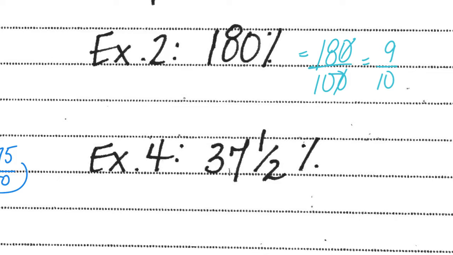37.5%. There's a couple ways that we could do this one. We could do 37.5 over 100, which we know is 375 over 1,000, which reduces to 3 over 8.